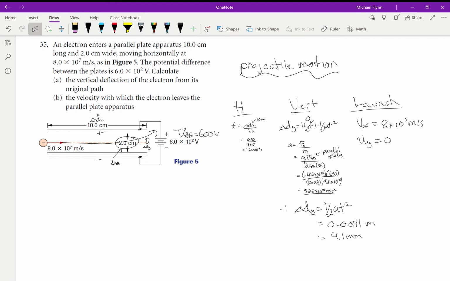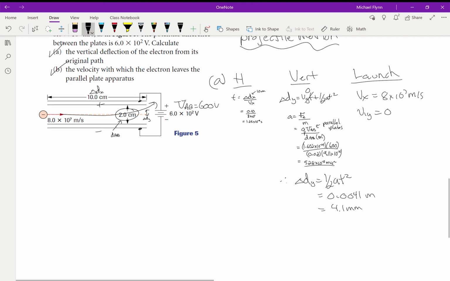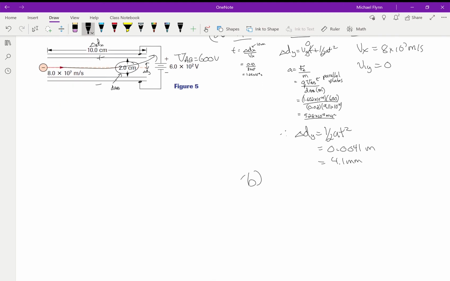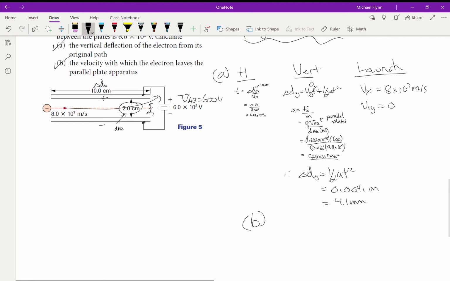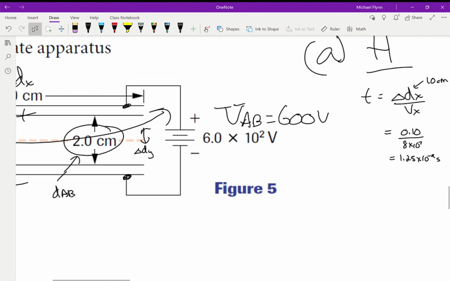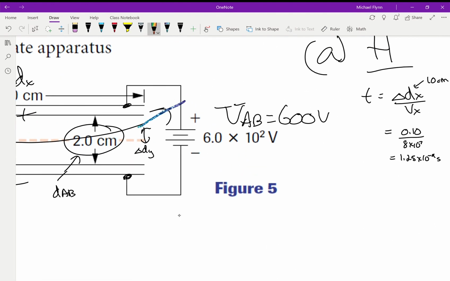Okay, now let's do question B also. So we've done question A. Okay, the velocity. Now we've actually done all the hard work we need to do. This was question A. When we do question B, it's very quick. All right, so how fast is the electron shooting out of there? So it's going to be shooting out of here like this. What's that speed?